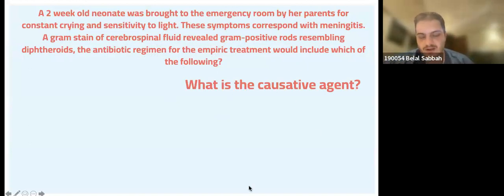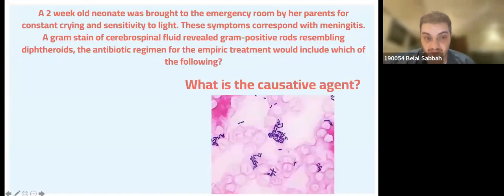So just before, I don't know why the picture is not showing. I think if I press the next slide, it might show. Can anyone tell me first of all, what is this infection? What is happening to this baby?